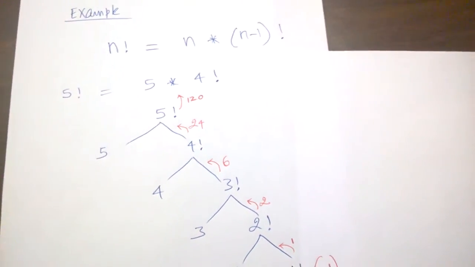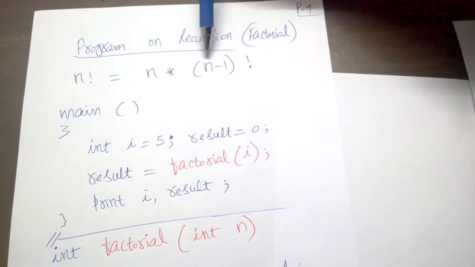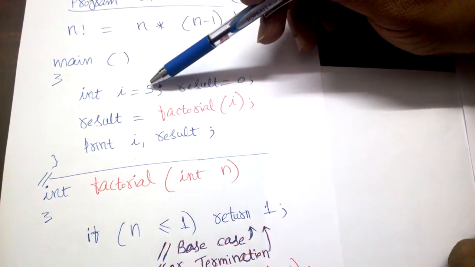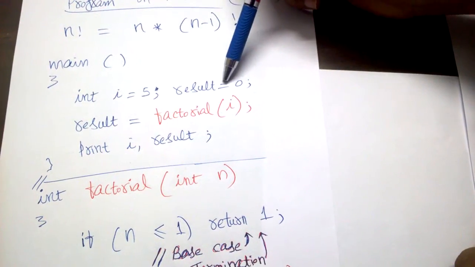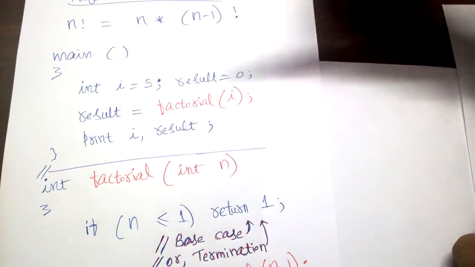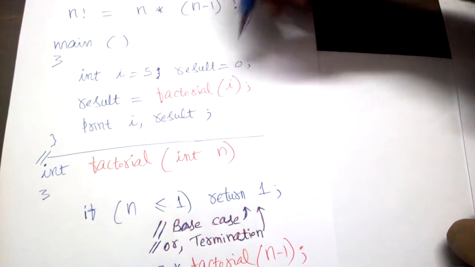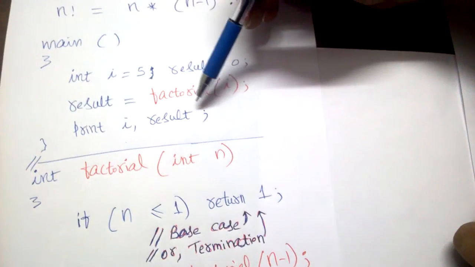Now we will look into the actual program, how it looks. This is a program on recursion. The same example, factorial n is equal to n into factorial n minus 1. It's a main program. Integer I is equal to 5, and the result is initialized to 0. Result is equal to factorial of I. After that, we print I and result both.